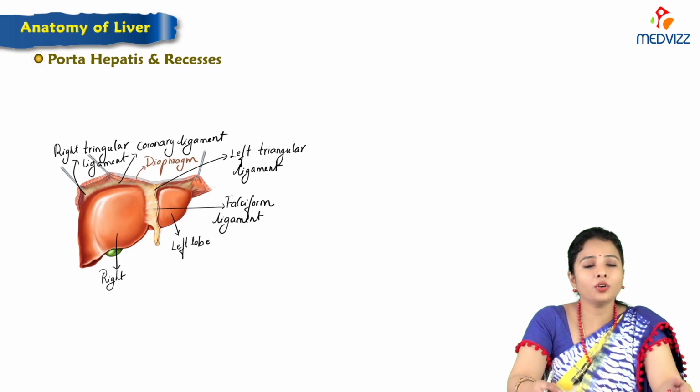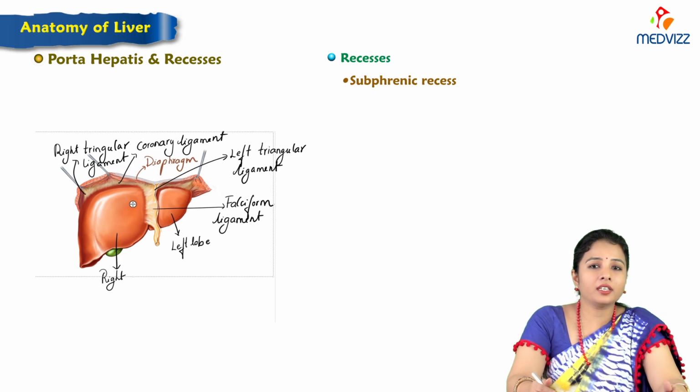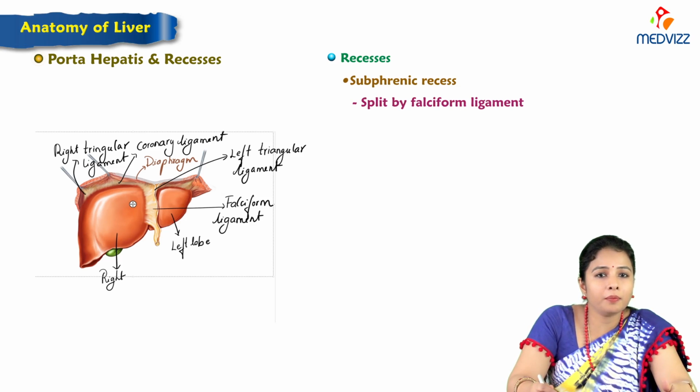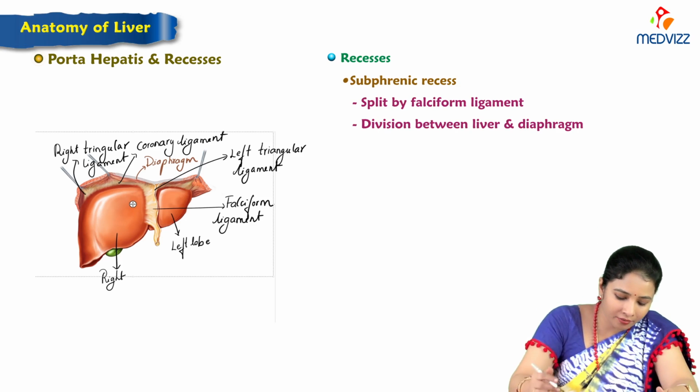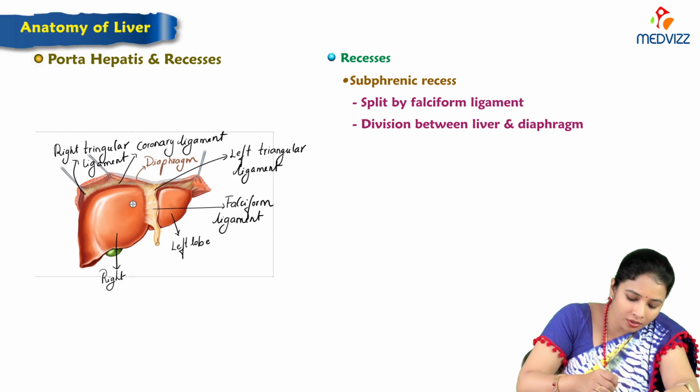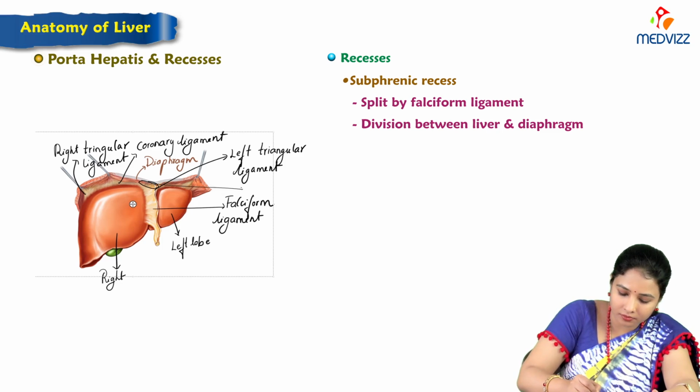Next, moving on to recesses: the subphrenic recess, which is split by the falciform ligament of the liver, is the division between the liver and the diaphragm. So here, below the diaphragm, is the subphrenic recess. This area beneath the diaphragm, it contains.